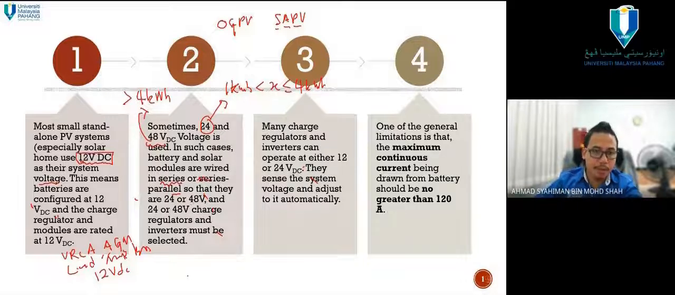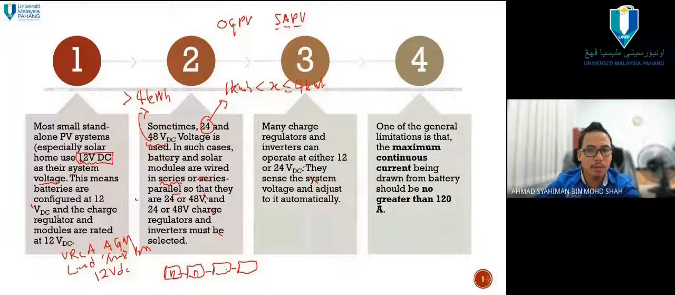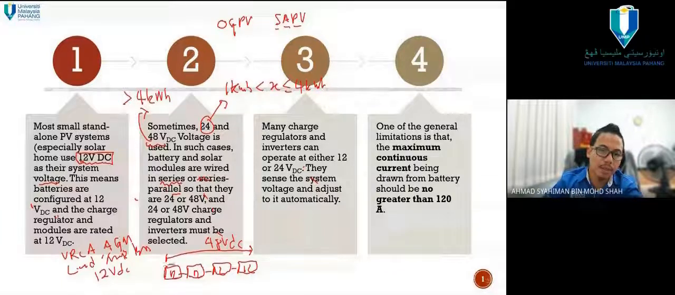When you connect in series, assume this is a battery. Then we connect in series, 12 volt, 12 volt, 12 volt, and 12 volt. Then you're going to get the 48 volt DC system voltage. Then if we want to increase the capacity, we just connect in parallel. For example, if a single battery is 100 Ah, and you want to get 200 Ah, then you add another string in parallel.